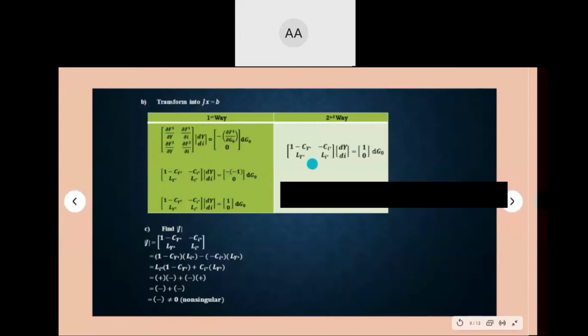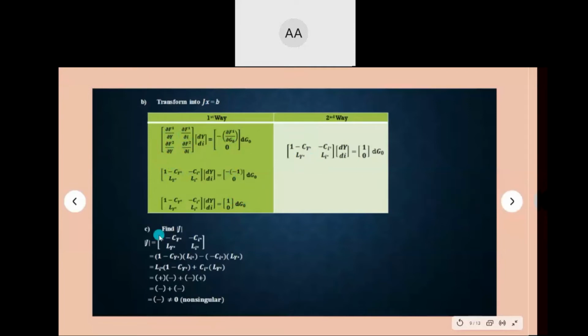Then we bring the matrix form into the second way, and we need to find the Jacobian determinant. We bring the matrix form and we multiply like this: 1 minus CY star multiplied by LI star, minus negative CI star multiplied by LY star. Then we get a positive negative plus negative positive. Positive negative is negative, and negative positive is negative. So negative plus negative, we get a negative, not equal to 0, which is non-singular.